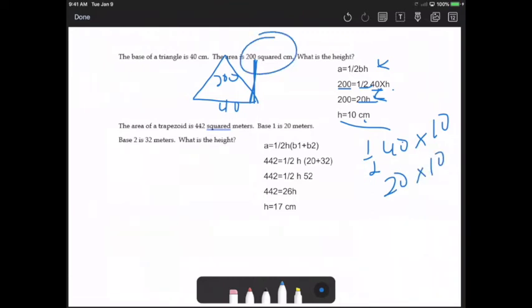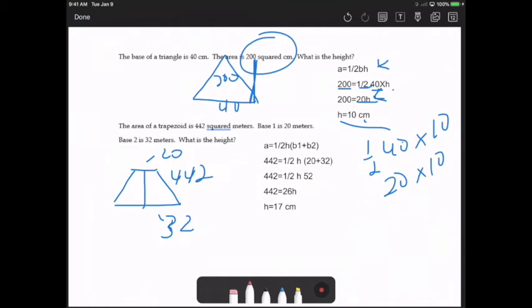All right, the next one, the trapezoid. So you have a trapezoid here, and I'll just really quickly draw a trapezoid. So let's say this base is 20. It says this base is 32. Sorry. We don't know what the height is, but we do know the whole area, and the whole area is 442.